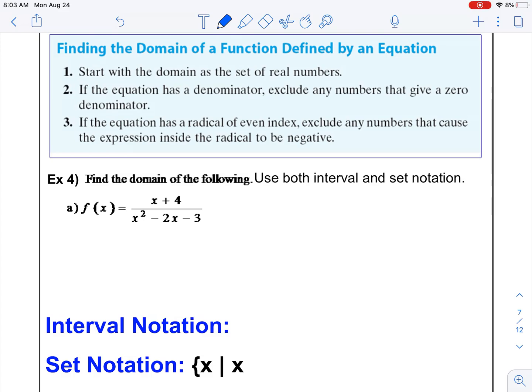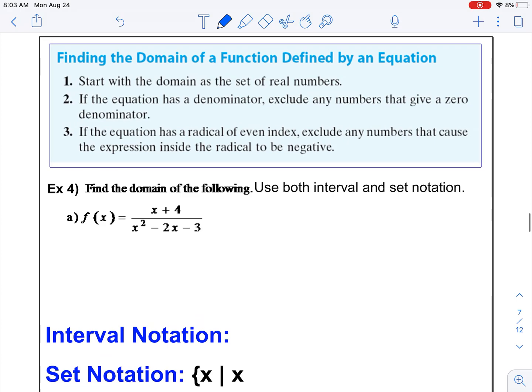Okay, we want to find the domain of the following problem. Now there's three red flags we have to watch out for with domain. Okay, starting off, we're going to look at the domain of all real numbers. So if you don't see anything else, right away at the beginning of the problem, you can start with the domain being all real numbers. Okay, now two red flags. If the equation has a denominator, you must exclude anything that makes a 0 in the denominator. So that's red flag number 1.